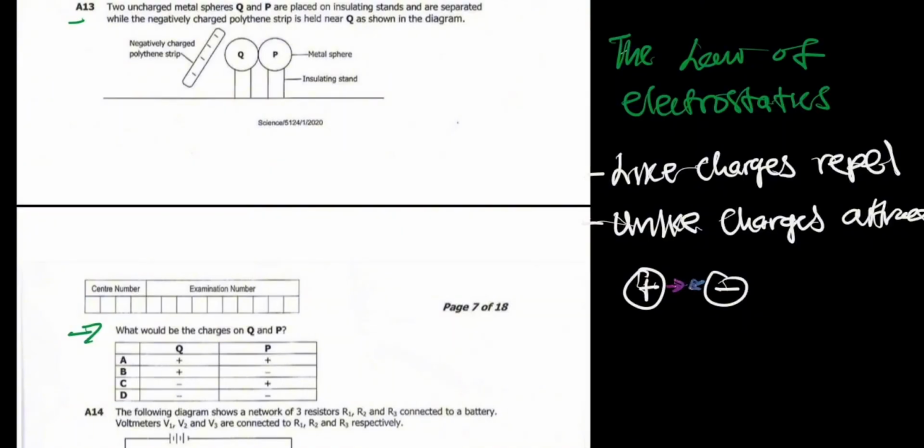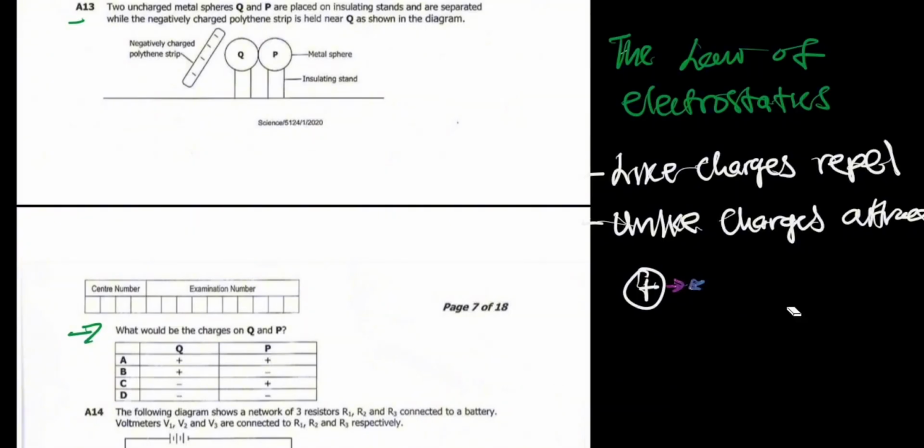But if you have a sphere like this and a sphere like that, and these are negatively charged, then you see the force of repulsion between them, so they repel each other. The same is true if you have positive charges like this, you again see the force of repulsion between them.